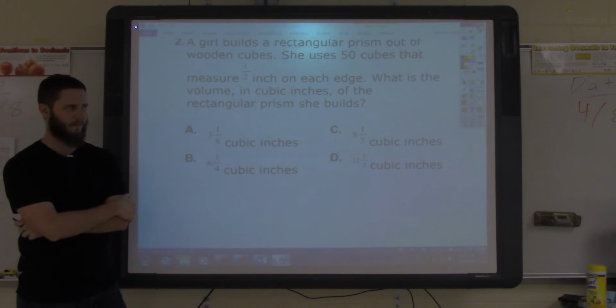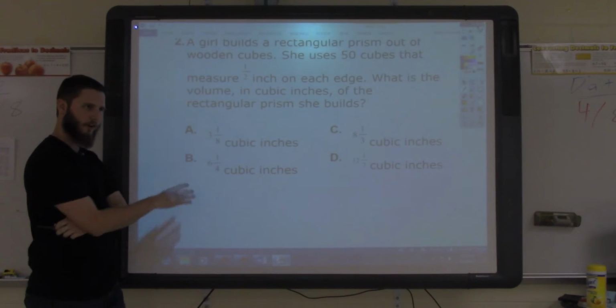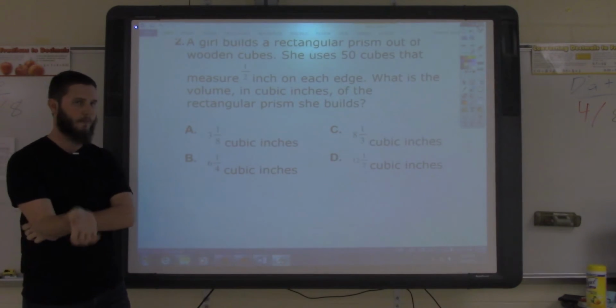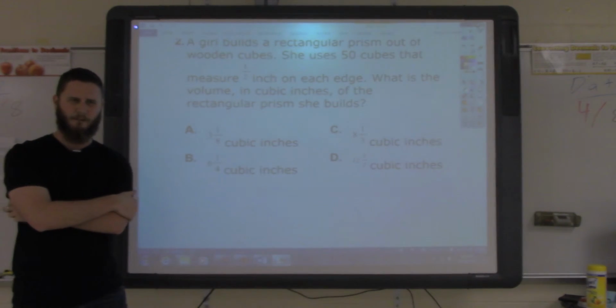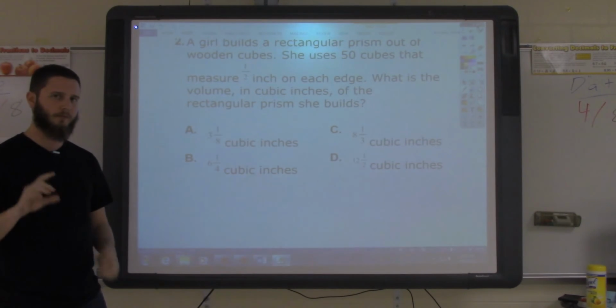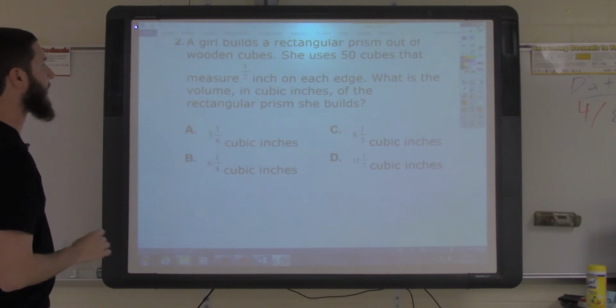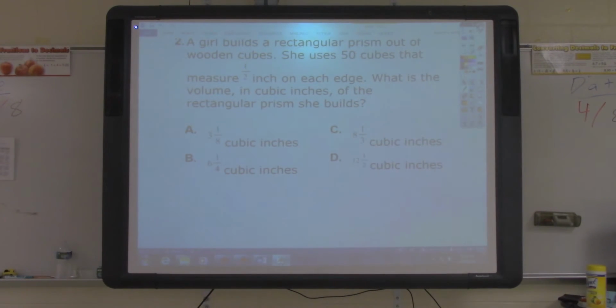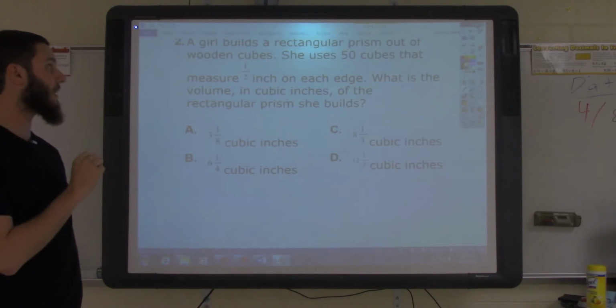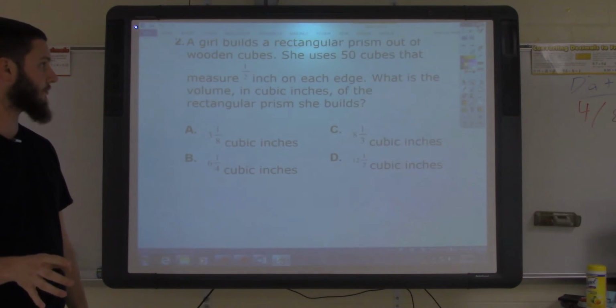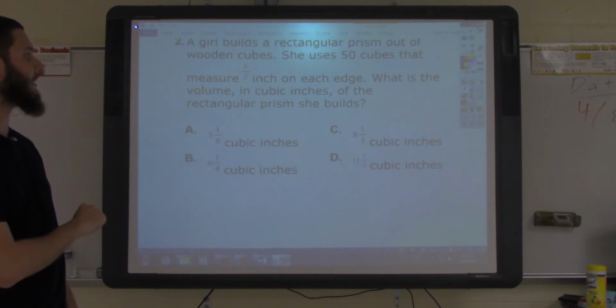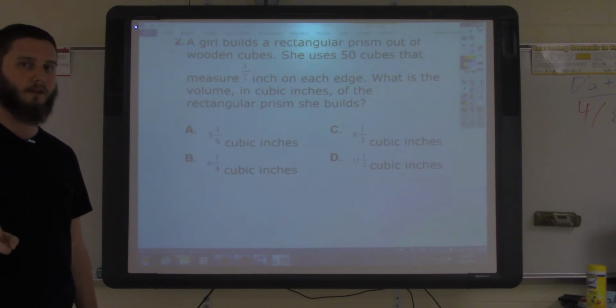How about this one? These numbers might be a little tricky to see, so you may want to pause and maybe make this go to full screen and increase the resolution. So this problem's a little bit different. You're going to have to read through it and work out what it's trying to ask. A girl builds a rectangular prism out of wooden cubes. She used 50 cubes that each measure 1/2 inch on each edge. What is the volume in cubic inches of the rectangular prism she builds?